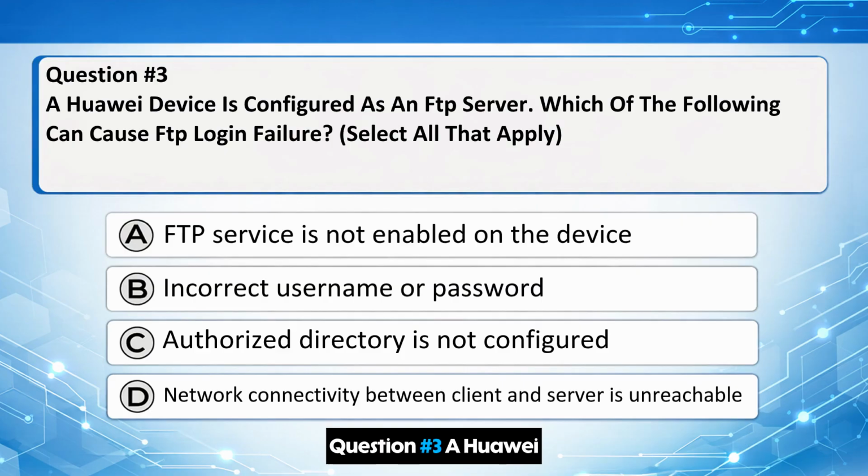Question number 3. A Huawei device is configured as an FTP server. Which of the following can cause FTP login failure? Select all that apply. A. FTP service is not enabled on the device. B. Incorrect username or password. C. Authorized directory is not configured. D. Network connectivity between client and server is unreachable.